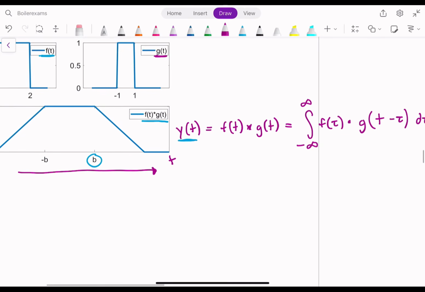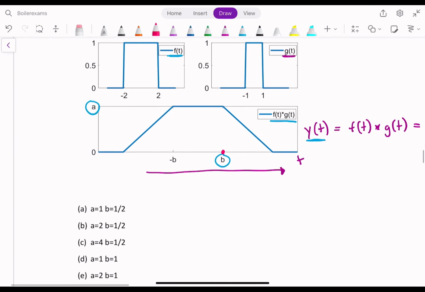So at some specific value of t, when g of t minus tau is shifted, say it's shifted 4 minus tau or 3 minus tau, right? It is shifted and held in place on the tau axis. f of tau is held in place. And then we integrate from negative infinity to infinity of the overlapping multiplication of those two functions. And that is what our y-axis value is equal to in this graph, right? It is equal to the total area of overlap of f of tau and g of t minus tau with respect to a specific value of t.